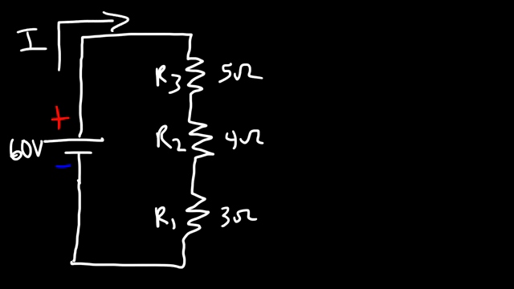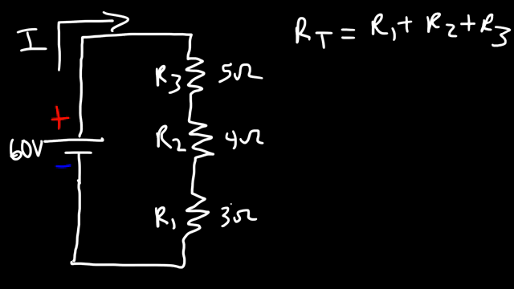In order to find the current flowing in a circuit where the resistors are connected in series, you need to find the total resistance. And the total resistance is going to be R1 plus R2 plus R3. You just need to add the values of the 3 resistors. So 3 plus 4 plus 5, that's going to give us 12. So the total resistance in a circuit is 12 ohms.